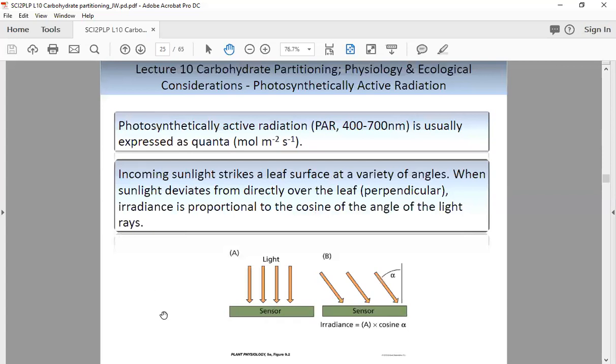So in this image, we can see on the left here, this is incident sunlight occurring when the incoming light is perpendicular to the sensor, which would be your leaf lamina, your leaf blade. And at any other angle, so we can see the light coming in here at an angle, the incident light is actually reduced by the angle between the light and the leaf lamina. I'll come back to that.